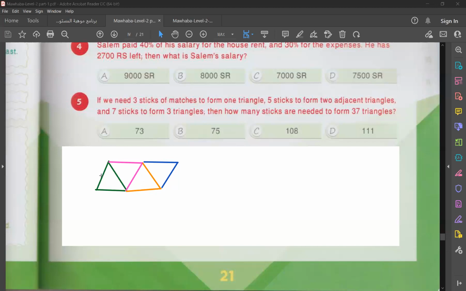Only the first triangle has 3. So he asked how many for 37 triangles. You multiply 37 by 2, and plus 1, right, correct. So what's the answer? 37 times 2 is 74, plus 1 is 75. Yes, 75, correct.